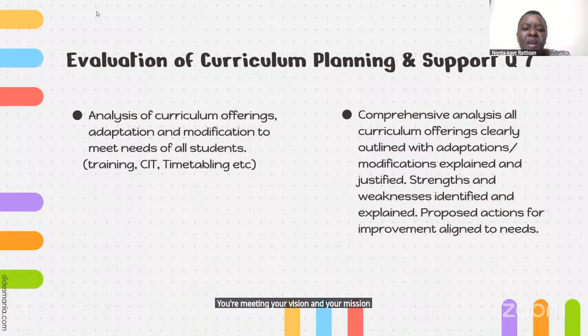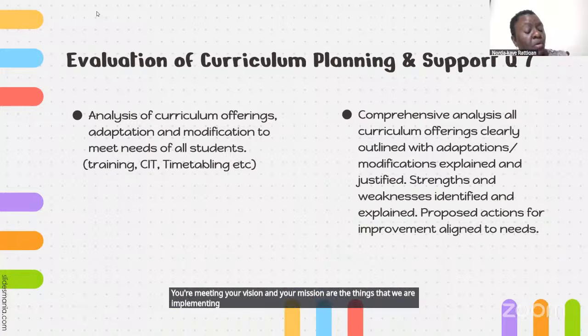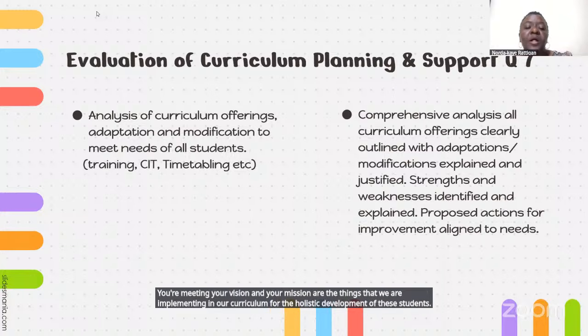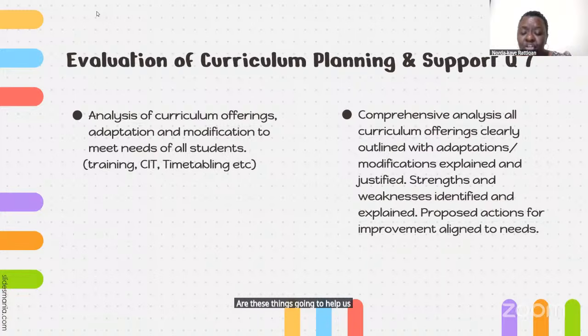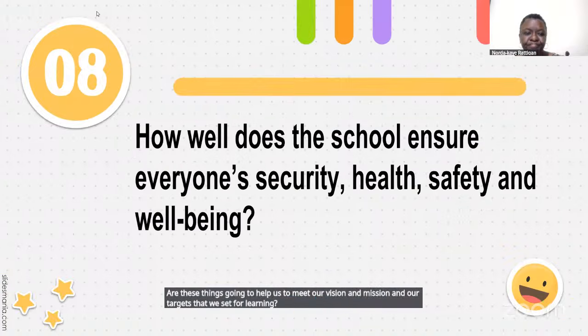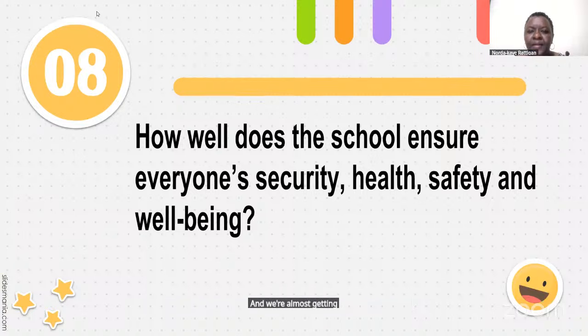Are the things that we are implementing in our curriculum for the holistic development of these students, are these things going to help us to meet our vision and mission and the targets that we set for learning? And we're almost getting to the end of session 1. And how does the school ensure everyone's security, safety, health, well-being?